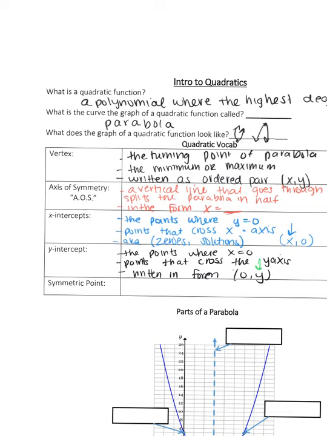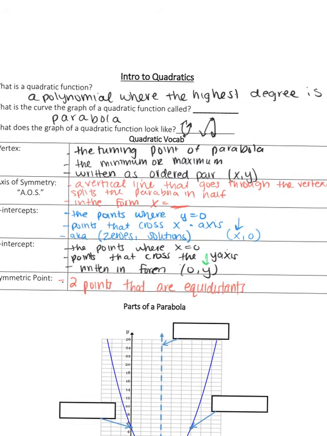The last one is your symmetric point, okay? A symmetric point is 2 points that are equidistant from the AOS, in other words known as axis of symmetry. So here goes 2 points that are equidistant. The word equidistant, all that means is the same amount of distance, okay? Equidistant from the axis of symmetry, okay?